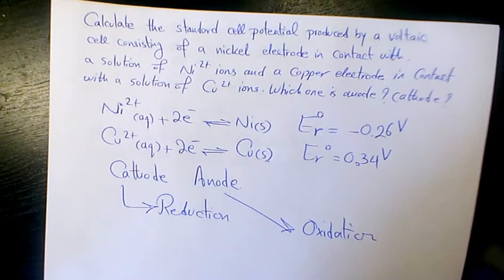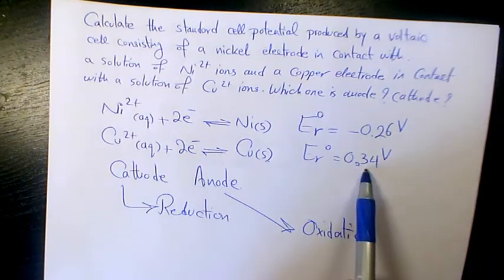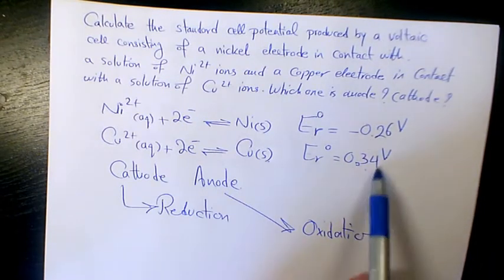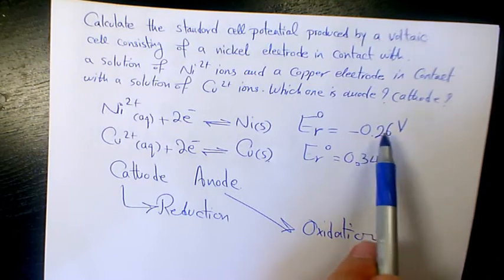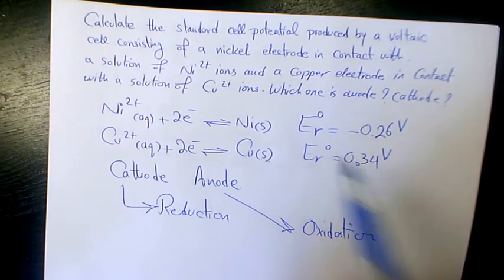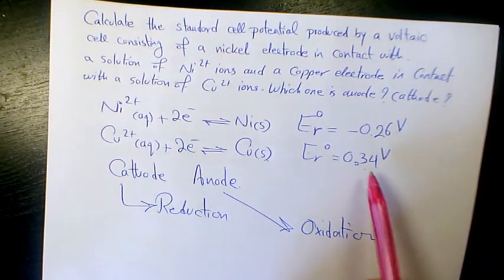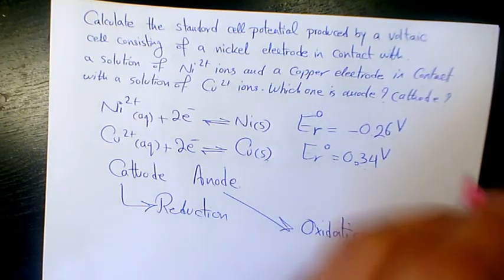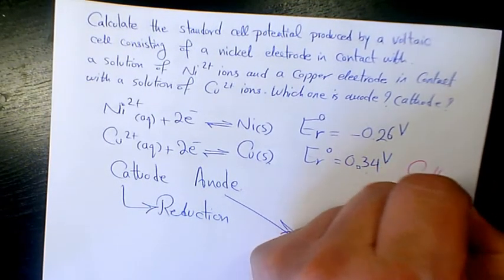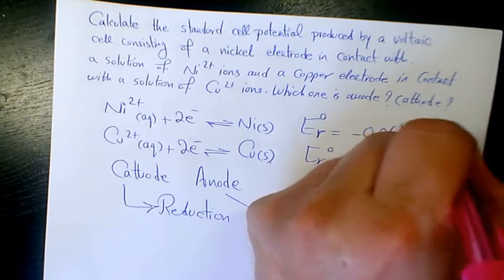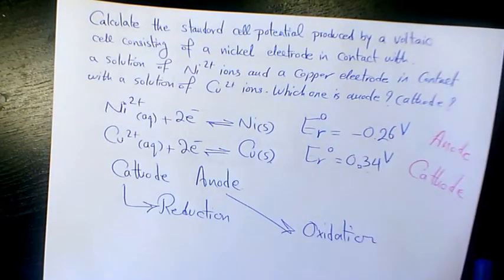stronger oxidizing agent. So this one is greater than this one, 0.34 compared to negative 0.26. So this one is greater, and it means that that's a stronger oxidizing agent. So this one is going to be the cathode, and this one is going to be the anode.